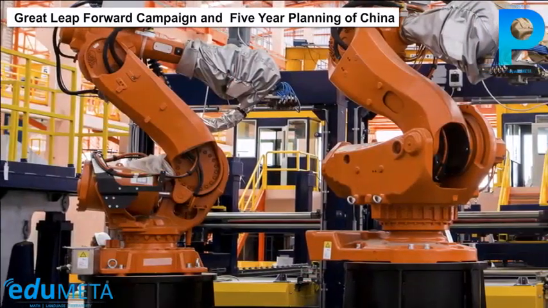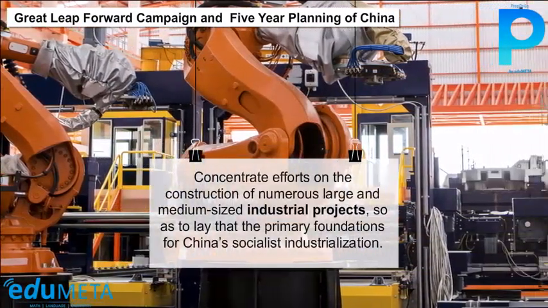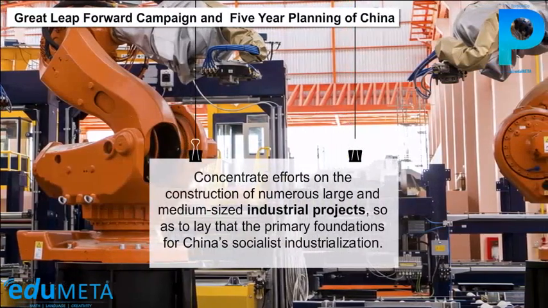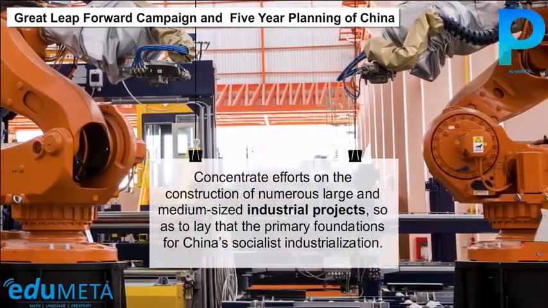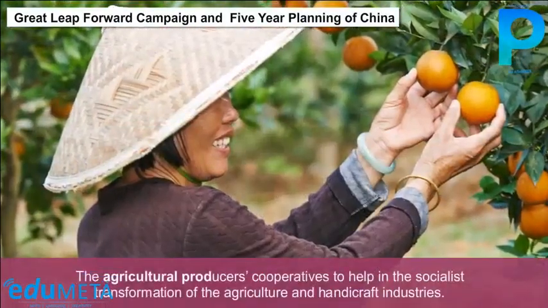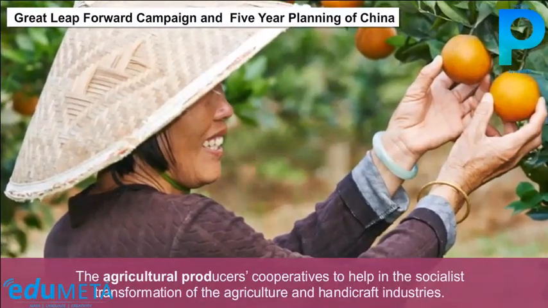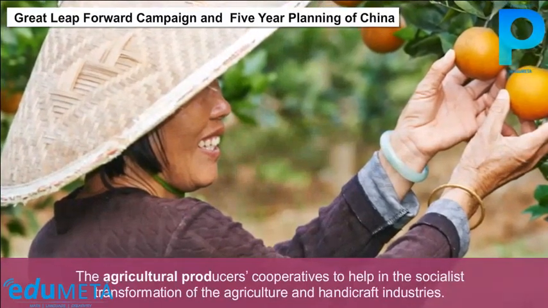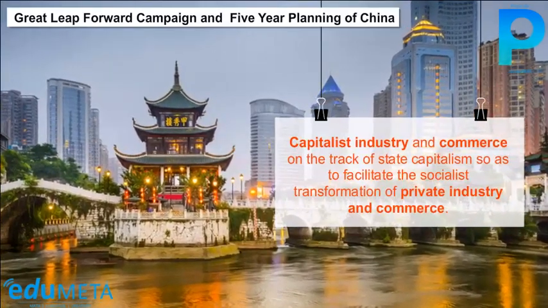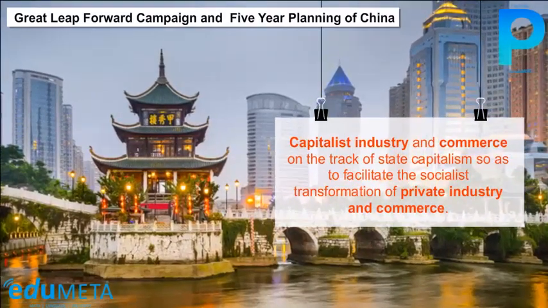The key tasks highlighted during 5-year planning were to concentrate efforts on the construction of numerous large and medium-sized industrial projects, so as to lay the primary foundations of China's socialist industrialization. It aimed to develop the agricultural producers' cooperatives to help in the socialist transformation of agriculture and the handicraft industries, and to put capitalist industry and commerce on the track of state capitalism so as to facilitate the socialist transformation of private industry and commerce.